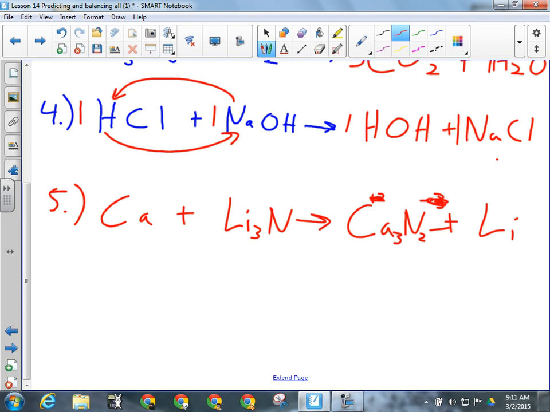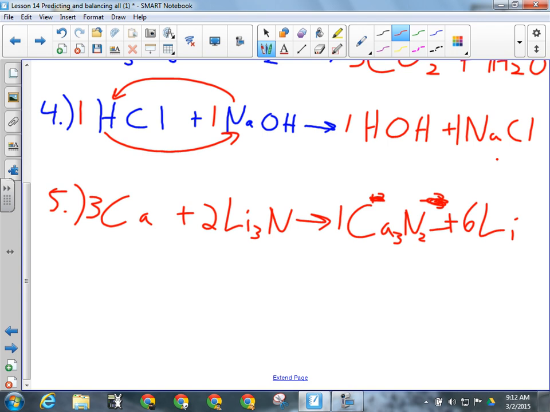All right, there's 3 calcium on that side, so how many do I need over here? 3, okay? And there's 2 nitrogen over there, so what do I need to put here? A 2, okay? And that gives me how many lithium? 6, so what needs to go here? 6, all right? And that's a 1. Okay, everybody all right with that?